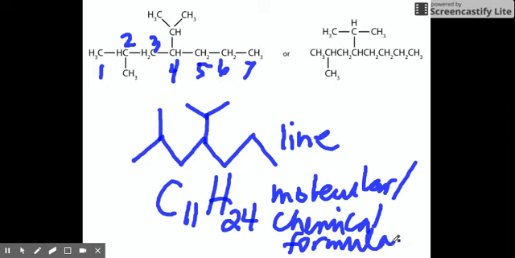So that's my example on how we can analyze a condensed structural formula and convert it into a line formula, and then also come up with its molecular or chemical formula. That's it for now. Please watch out for the next video. The next video will be focusing on analyzing line structures, and then converting them to condensed structural formula, and at the same time getting the molecular formula.